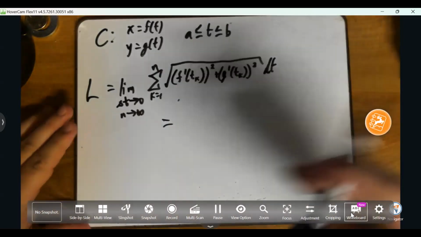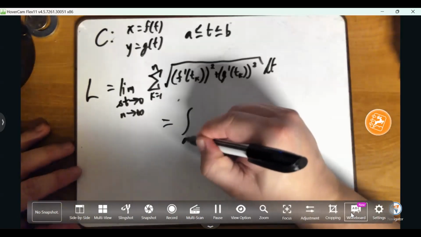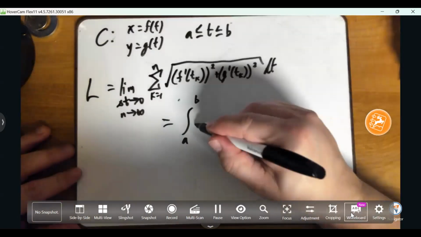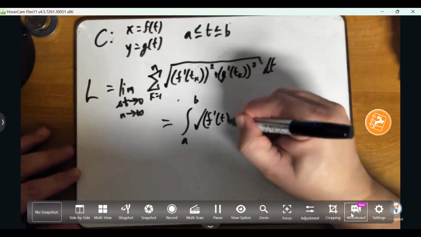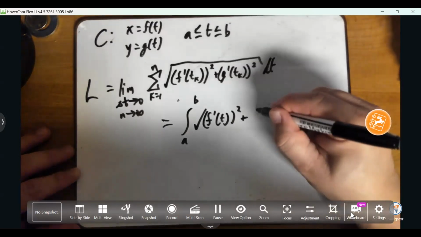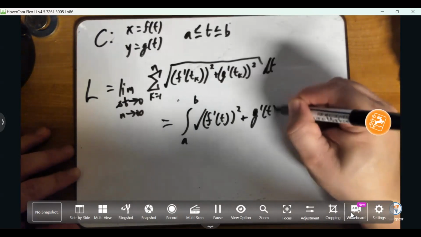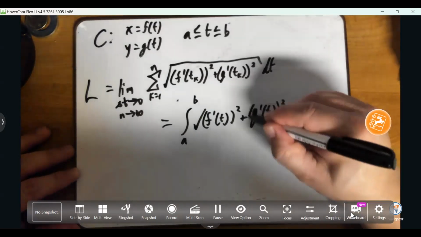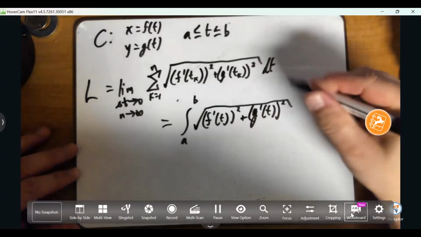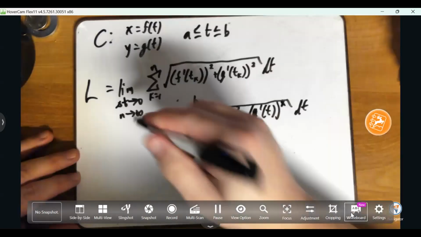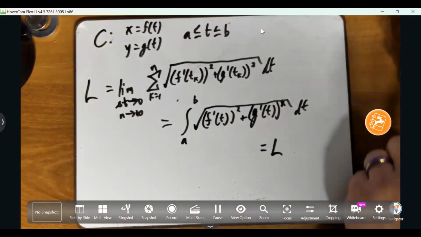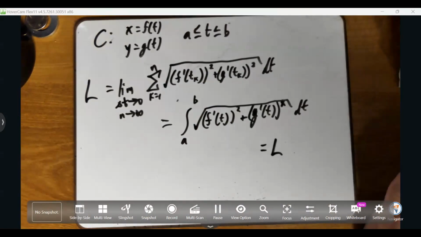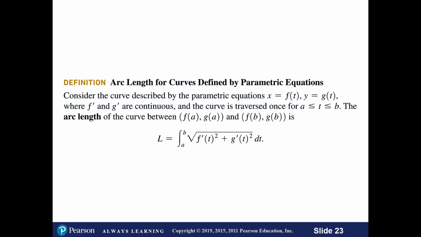And in the limit, that becomes an integral from t equals a to t equals b of the square root of f prime of t squared plus g prime of t squared dt, and that is the actual length of the curve. And so that is our arc length formula.